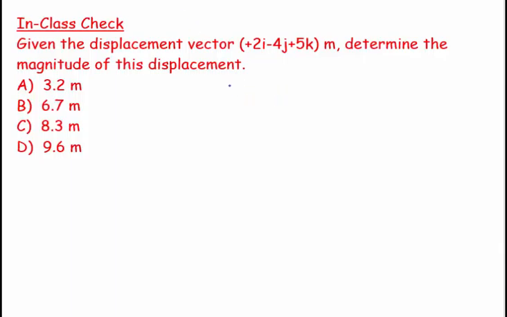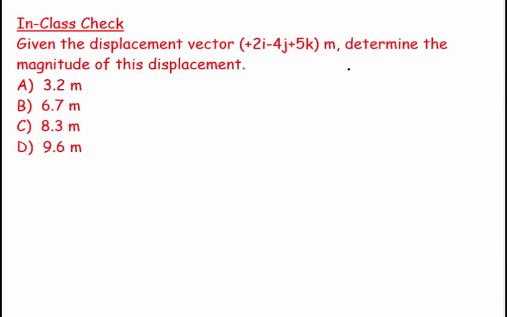Welcome. So, continuing with our study of ijk notation for vectors, this question says, given a displacement vector 2i minus 4j plus 5k meters, determine the magnitude of this displacement. We want to know how long the path is. We want the numerical value. So let's, as an aside, begin with a bit of visualization.